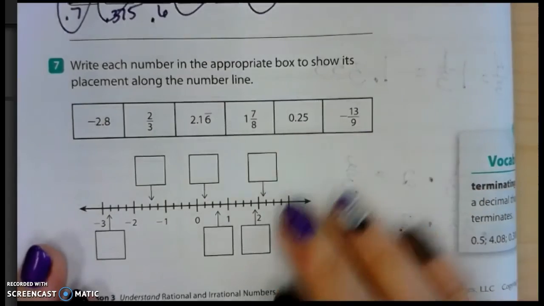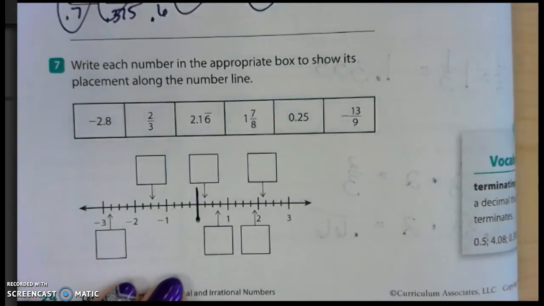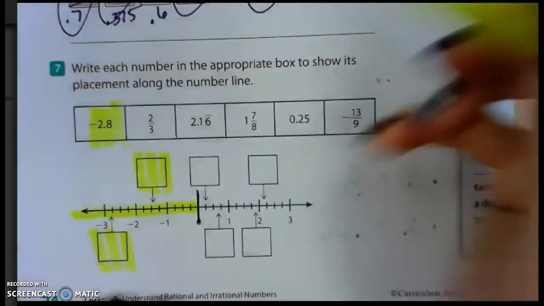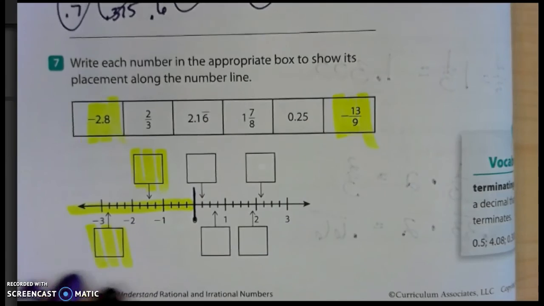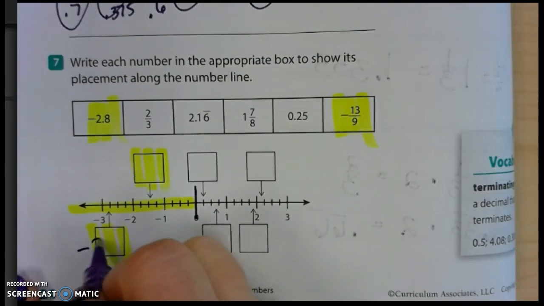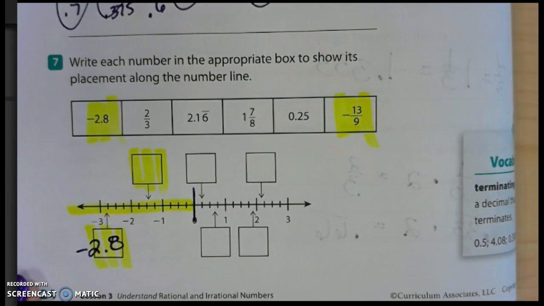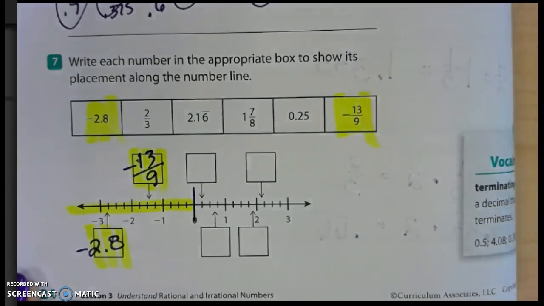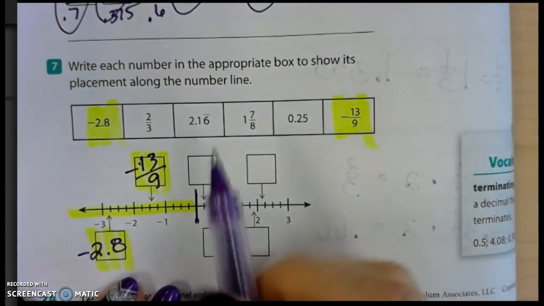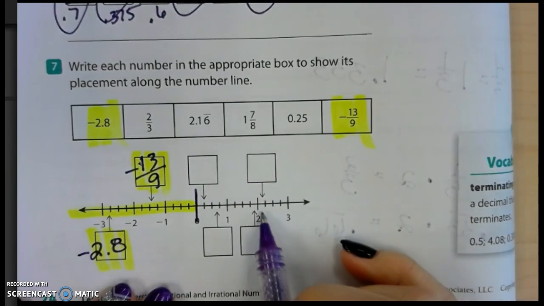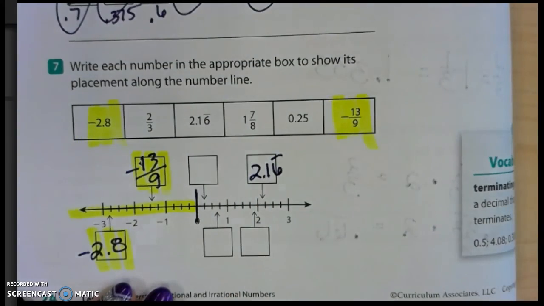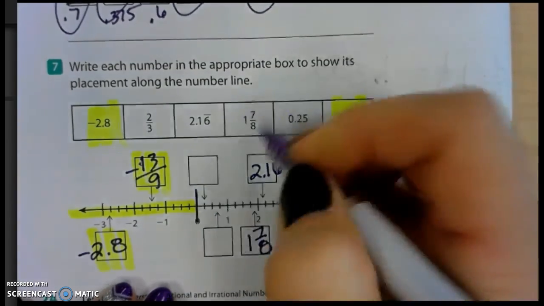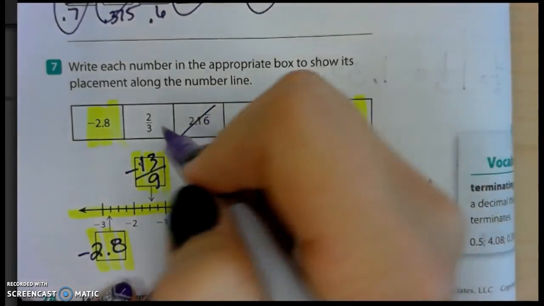All right, number 7, we're just putting these on the number line where they belong. I've got 0 here. My negative numbers are going to go to the left of 0. We have 2 negative numbers, and I have 2 negative options up here. Negative 2.8 is between negative 2 and negative 3, so it goes here. Negative 13 over 9 is 1 point something, so it's going to go in this box between 1 and 2. Now my positive numbers, there's 4 of those. This one is 2.16, which means it's greater than 2. I'm going to put it here. And I've got 1 and 7/8, which will go between 1 and 2. And then between 2/3 and 0.25, 2/3 is 0.6.